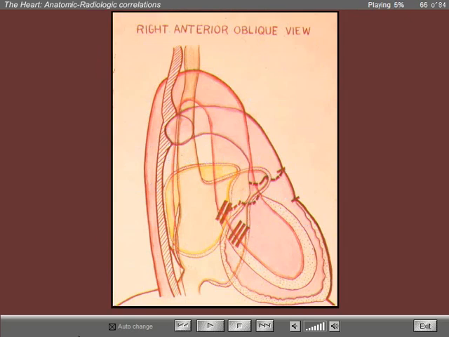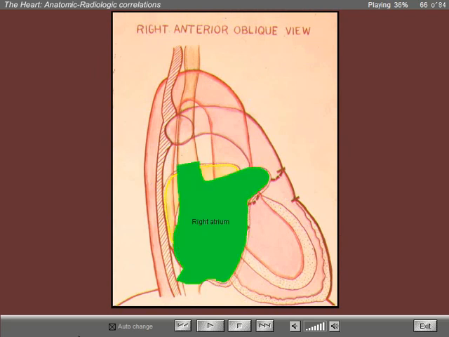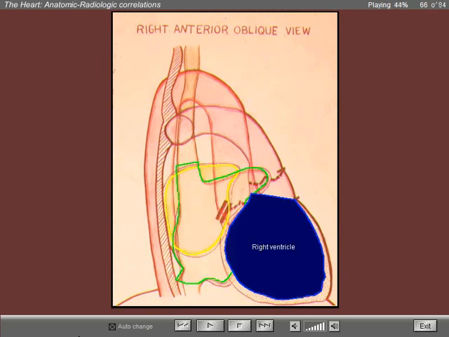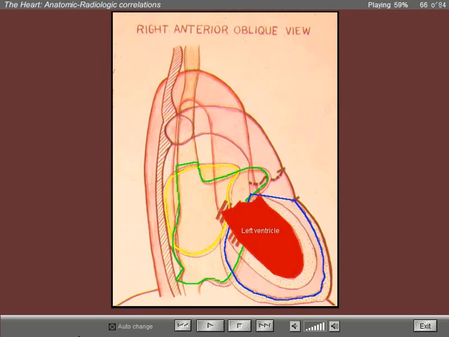This is a composite diagram in the right anterior oblique where we see the atria, which are the left atrium in yellow and the right atrium in green, dorsally located. The right ventricle in blue and the outline of the left ventricle are ventrally located chambers. This is the view that separates the atria from the ventricles. The anterior heart border is formed by the right ventricle, the pulmonary trunk, and above it the ascending aorta.